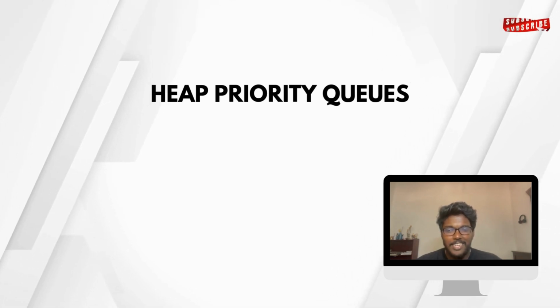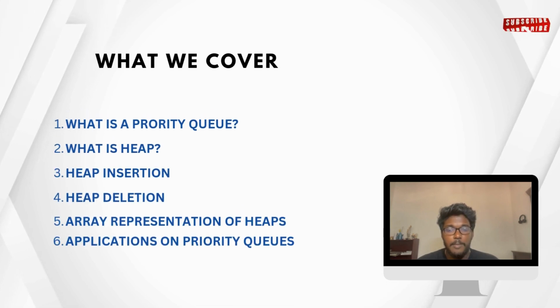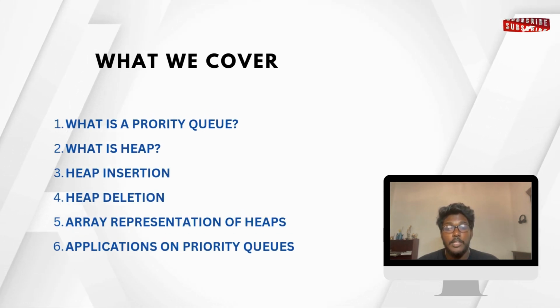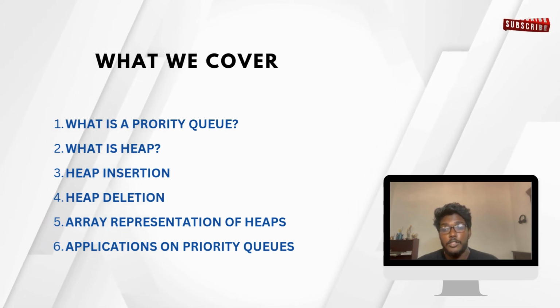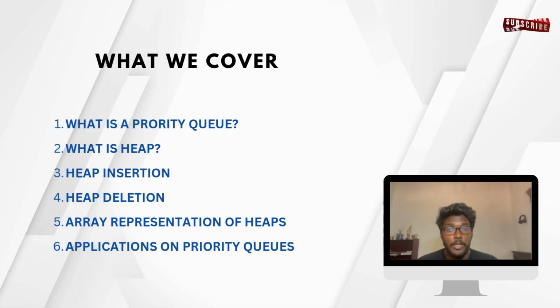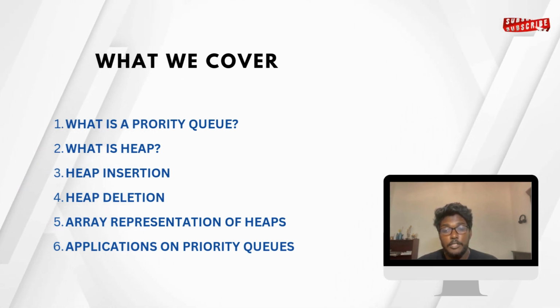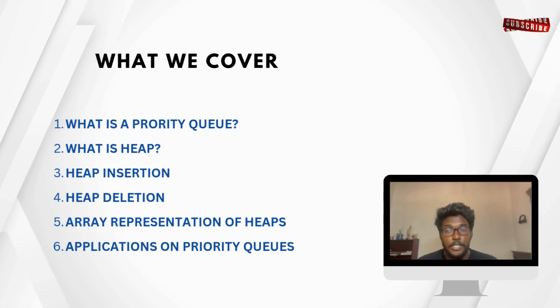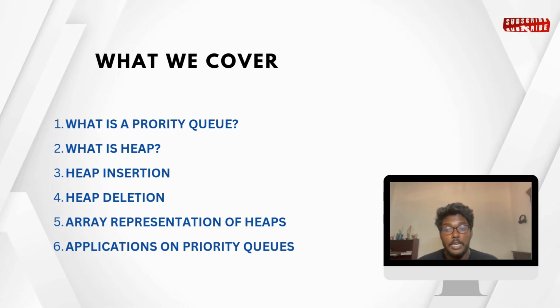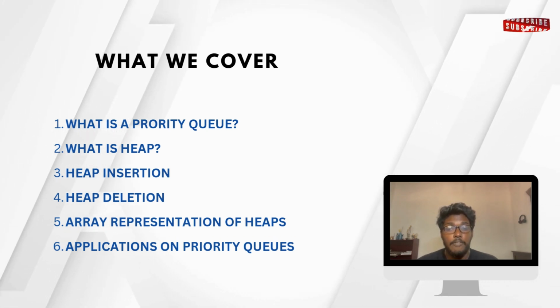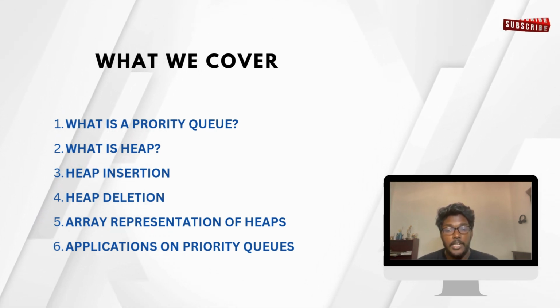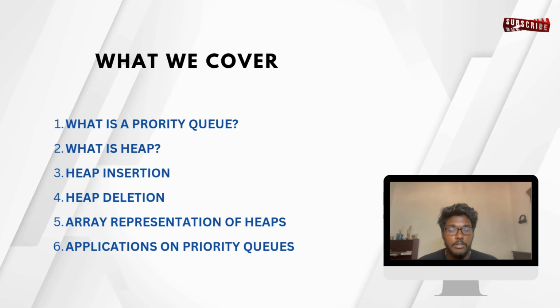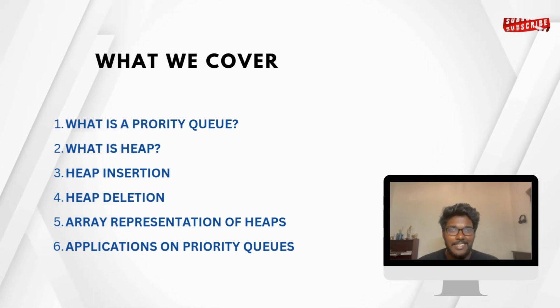Before we dive in, let's take a quick look at what will be covered in this video. We'll start by defining priority queues and how they differ from regular queues. Then we'll explore heaps, the data structure we'll use to implement our priority queue. We'll talk through the essential heap operations, insertion and deletion. We'll also see how heaps can be represented efficiently using arrays, discuss their time complexity, and finally look at some real-world applications. So let's get started.